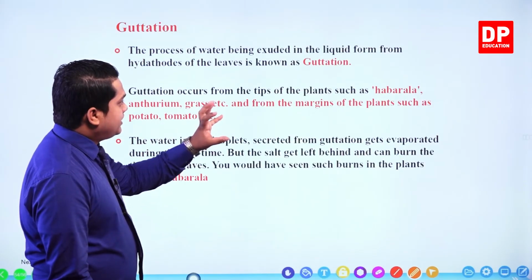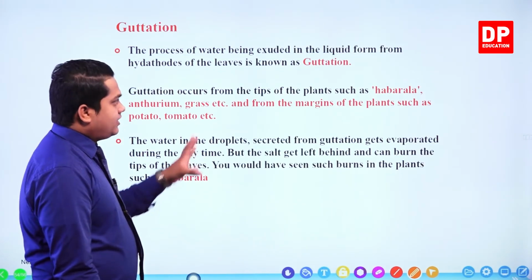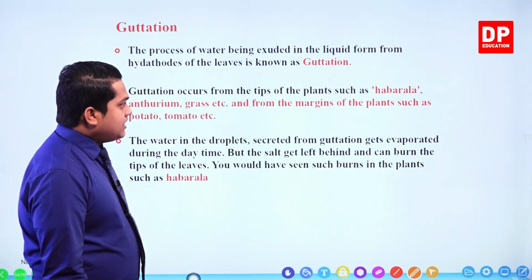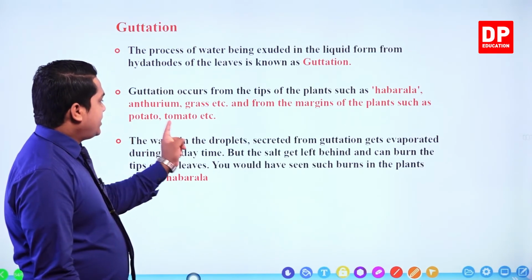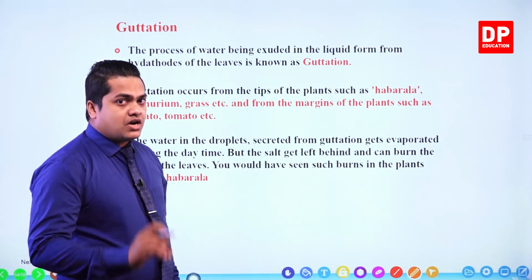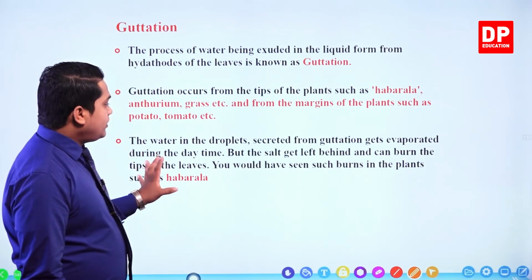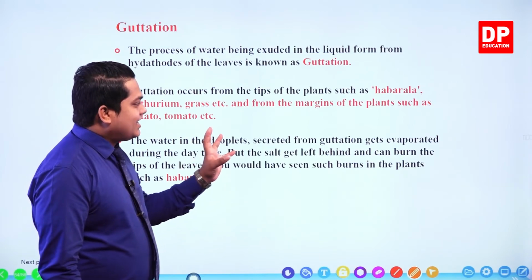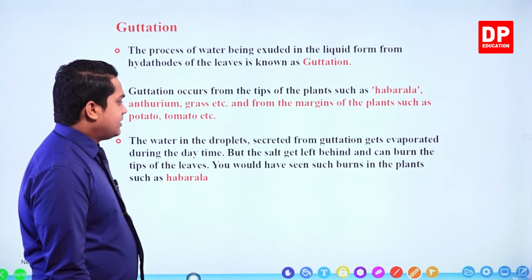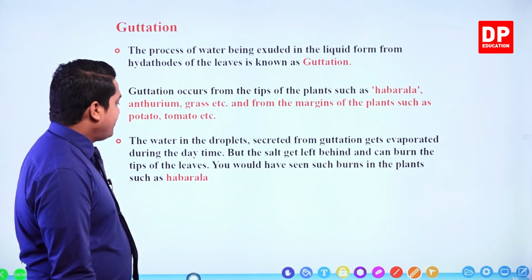Guttation occurs from the tip of the plants such as Haberlea, Anthurium, grass and so on, and from the margins of the plants such as potato and tomato. See, I told you that from potato and from tomato, from the margins of the plant leaves, this guttation can be observed. The water in the droplets secreted from guttation gets evaporated during the daytime, but the salt gets left behind and can burn the tip of the leaves.